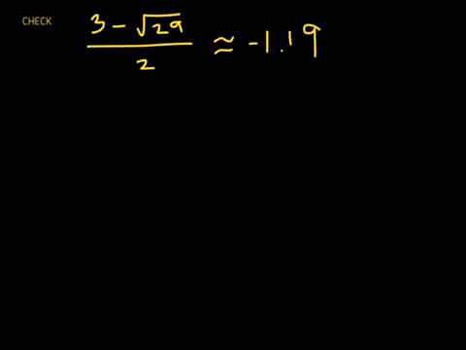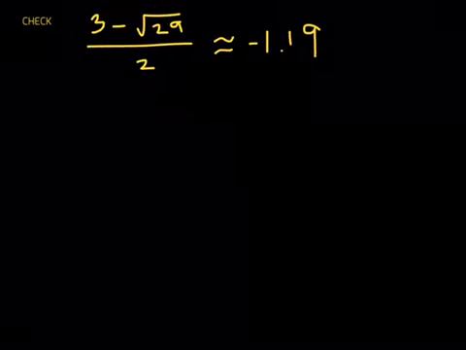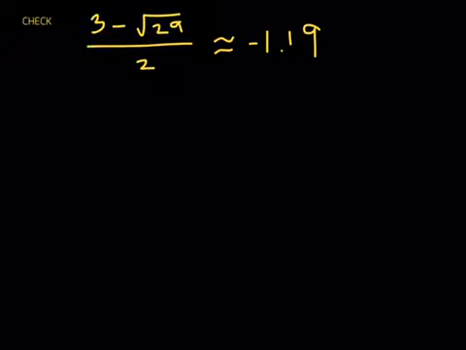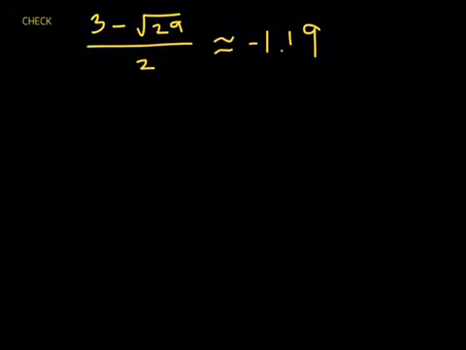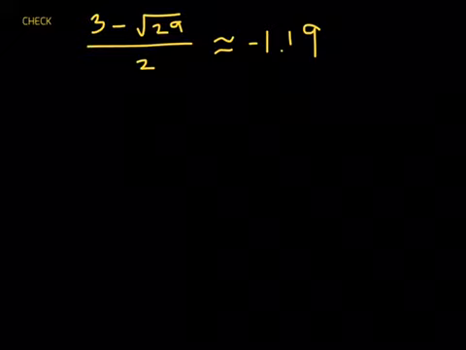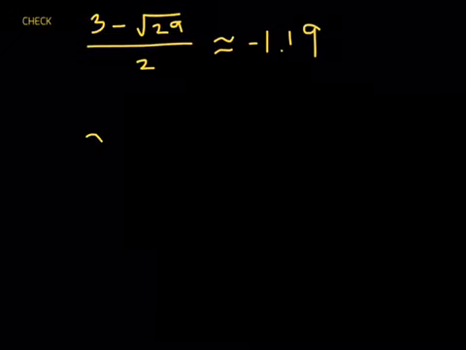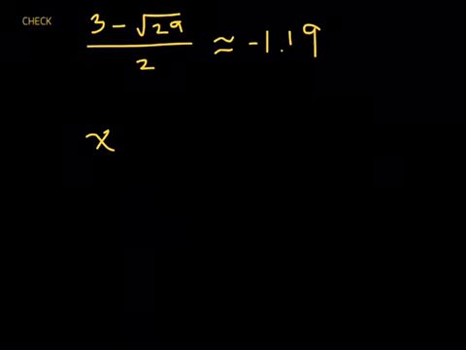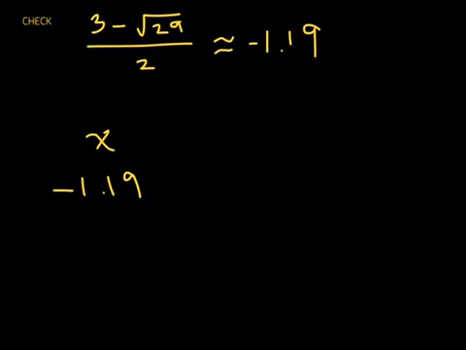Now, the other proposed solution we're checking is 3 minus root 29 all over 2. Punch that into a calculator, and that's approximately negative 1.19. All right, so look at this. We run into a problem immediately. One of the arguments in the original equation is x. So if we let that argument, x, be negative 1.19, we immediately get something that doesn't work. It's undefined.